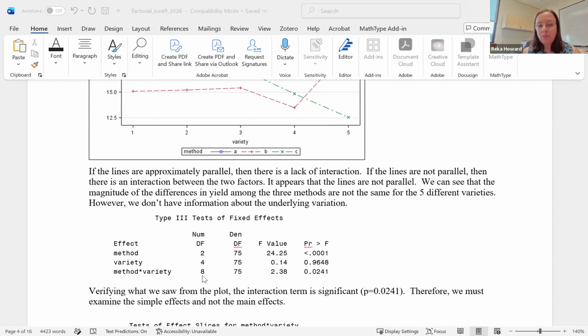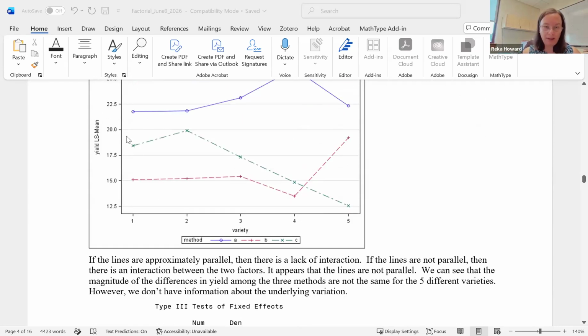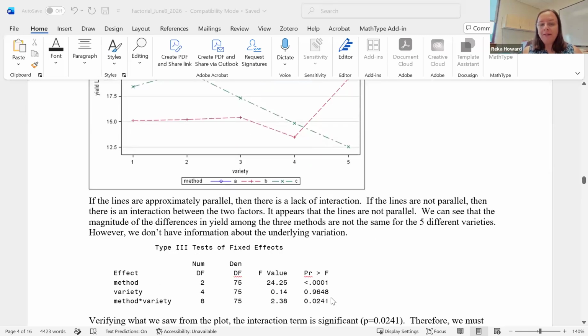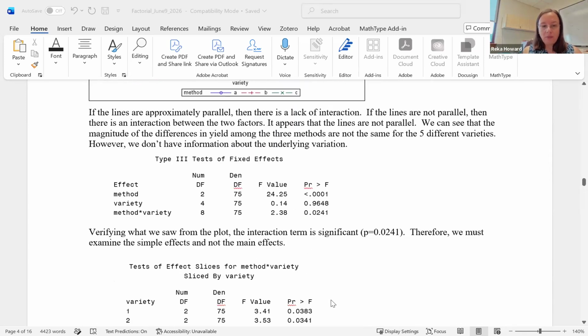So 8 degrees of freedom means that I can have 8 independent or orthogonal comparisons to investigate this interaction. So for example, I can just pick on this and say I want to compare the variety 4 and 5 for method B and C. I mean, there are different ways to come up with the 8 independent comparisons, but we have to be careful. That's the whole point here.